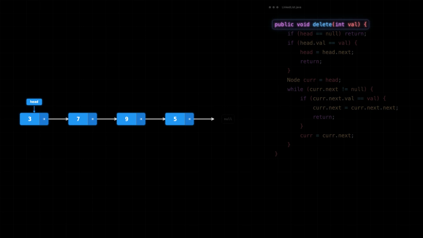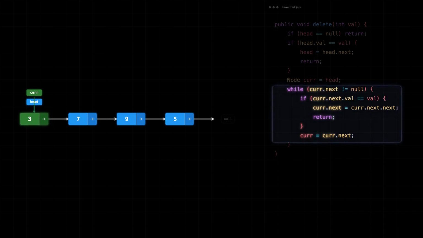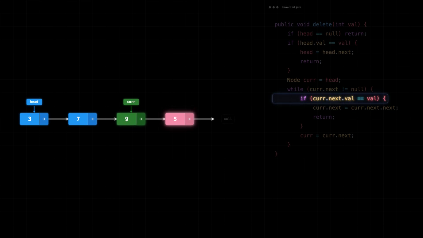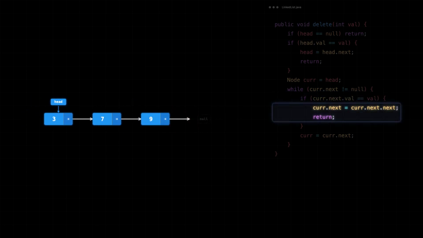Same approach, we just walk a bit further. Cur starts at 3. 3's next is 7, not our target. Keep moving. Now cur is at 7. 7's next is 9, still not it. One more step. Cur lands on 9. And 9's next is 5, which is exactly what we want to delete. We're in the right spot. We set 9.next to null. 5 is detached. The tail is gone.